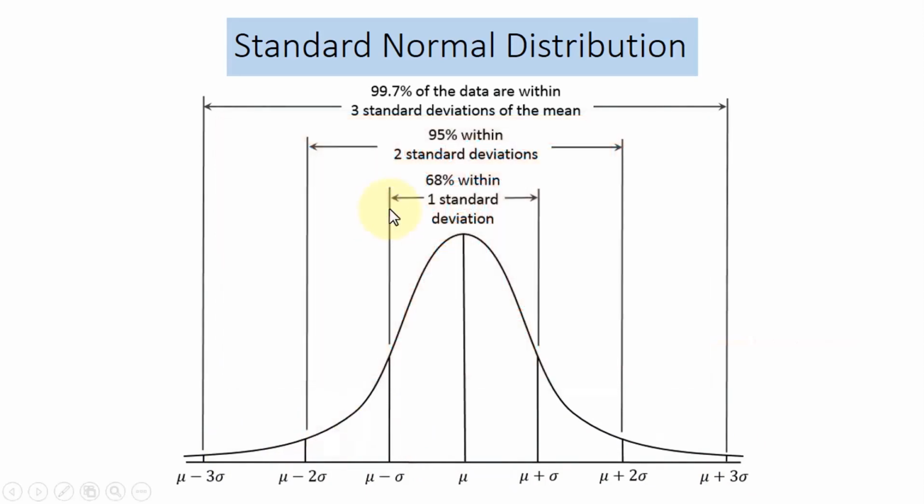So notice 1 standard deviation implies that 68% of the observations are within 1 standard deviation of the mean. Similarly, 95% of the values are within 2 standard deviations of the mean, and then 99.7% of the data are within 3 standard deviations of the mean.